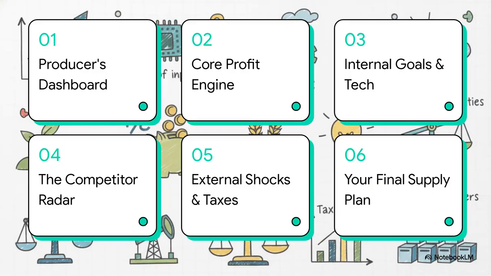Here is the agenda for our tour of the supply dashboard today. 1. The producer's dashboard. 2. The core profit engine. 3. Internal goals and tech. 4. The competitor radar. 5. External shocks and taxes. And finally, number 6, your final supply plan. Let's get right into it.